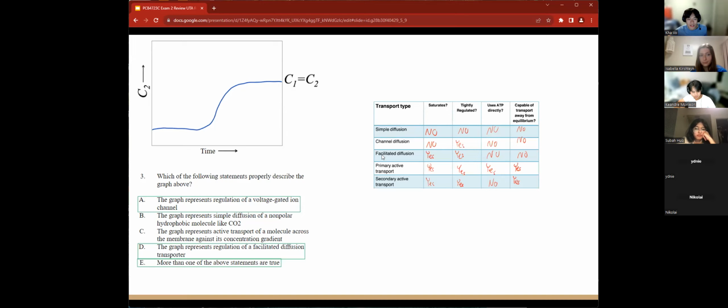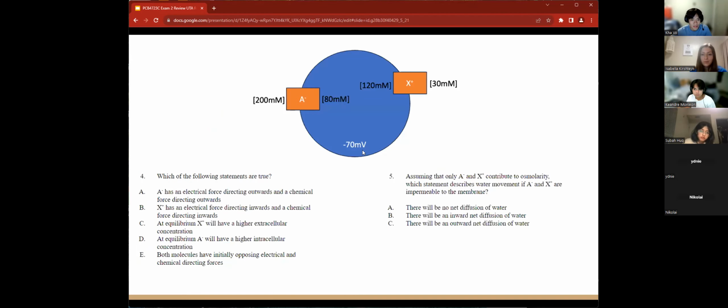There's this table in the notes. You should be able to fill this out. As we can see, simple diffusion, you can't regulate that. However, you can regulate channel diffusion and you can regulate facilitated diffusion. They are both proteins that you can modify. And then circling it back around, if you remember, in that pyramid of modifications that can occur, this type of regulation would be considered an acute change, something like phosphorylation or like ligand binding, things like that. And then I have 2 more questions here.